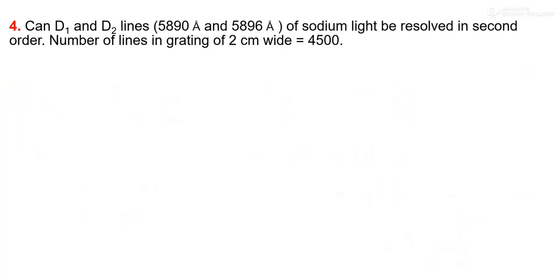Okay. Fourth problem is: can the D1 and D2 lines of sodium light be resolved in second order? The number of lines in a grating 2 centimeter wide equals 4500. Okay.